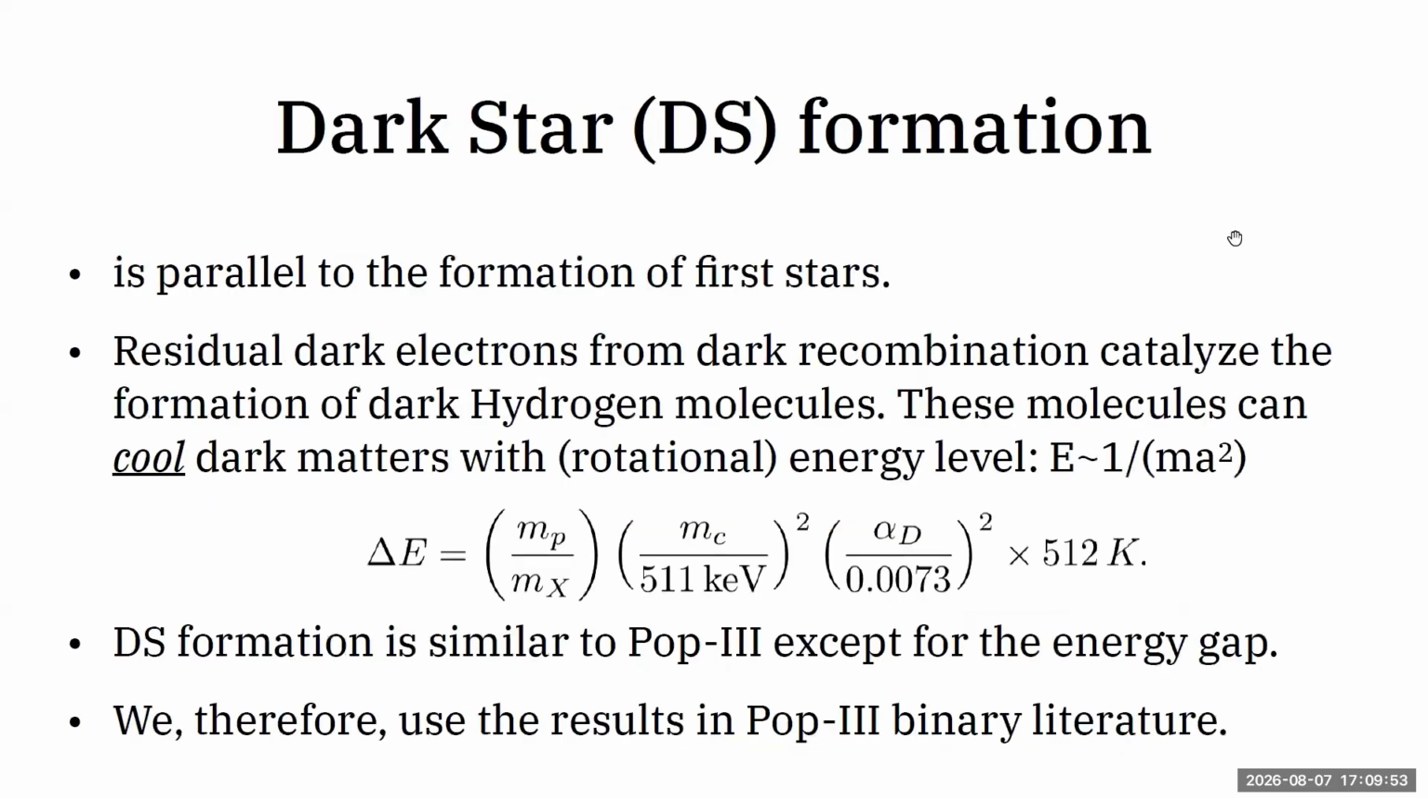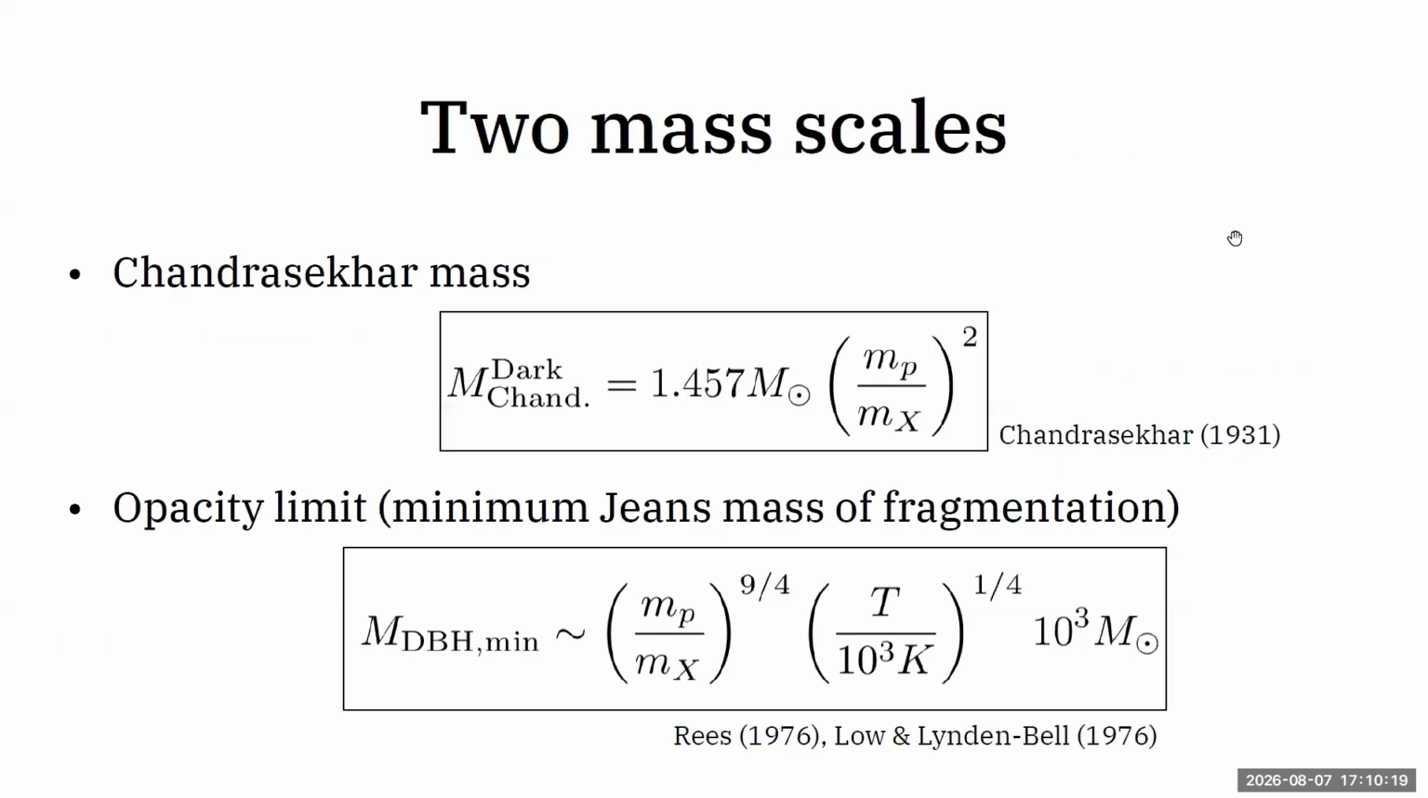And I have one plot to show. For the Pop III star, 512 Kelvin is the minimum temperature that molecular cooling can reach. For us, if you increase the mass of the proton and adjust the mass of the electron, you can lower this number as well. So after that, we use the result of the Population III binary literature, and then we just rescale them by using this mass ratio.